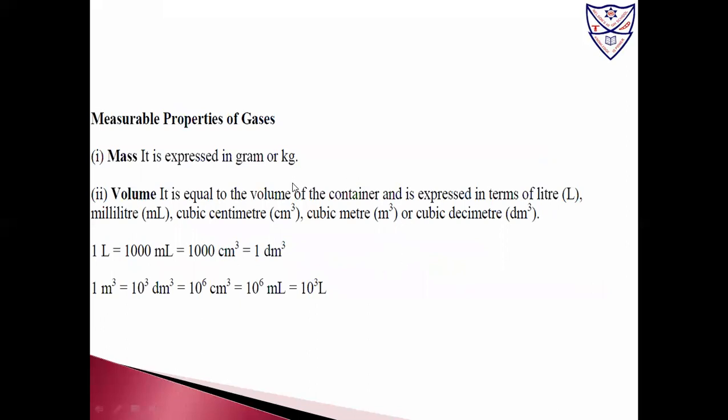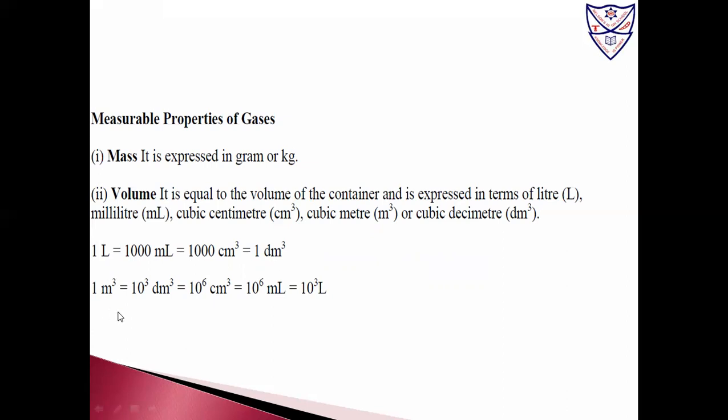Now, the measurable properties of a gas: mass is expressed in gram or kilogram. Volume is expressed in liter, milliliter, cubic centimeter, cubic meter, and cubic decimeter. That is, 1 liter equals 1000 ml, which equals 1000 cubic centimeter, and that equals 1 dm cube.